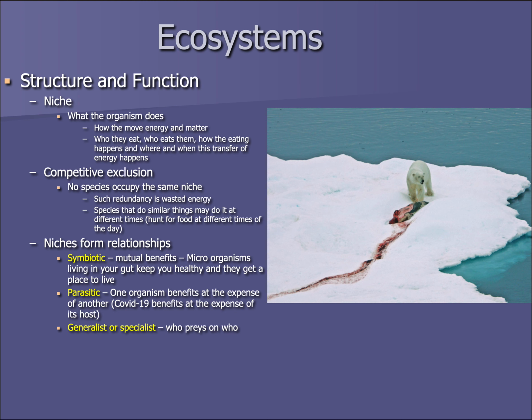A parasitic relationship is one where one organism benefits at the demise of another. COVID-19 is not a bad example there, where some people die because of COVID-19. What happens with that organism is it wants to reproduce and go through its life cycle rather quickly before the organism that it's benefiting from dies. So that reproductive rate and the transmission rate is faster than the demise of the organism that it's benefiting from. And I've given you generalists and specialists already.